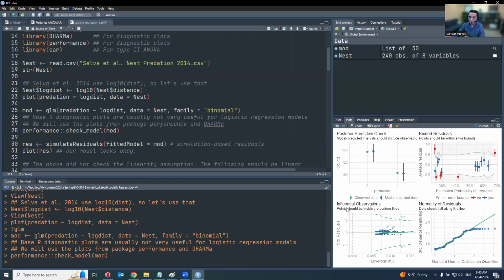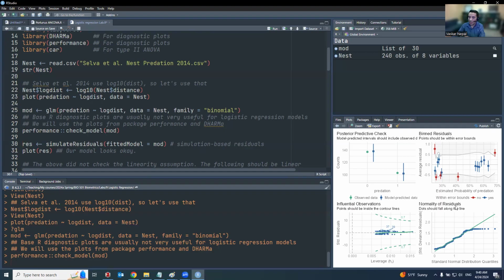The third plot shows influential observations. Remember, this is the same as we have seen before. For influential observations, there should be no points outside those green dashed lines. So not above or below that. In our case, all the points are right within those green bands, so we are good to go with that. There are no influential observations.